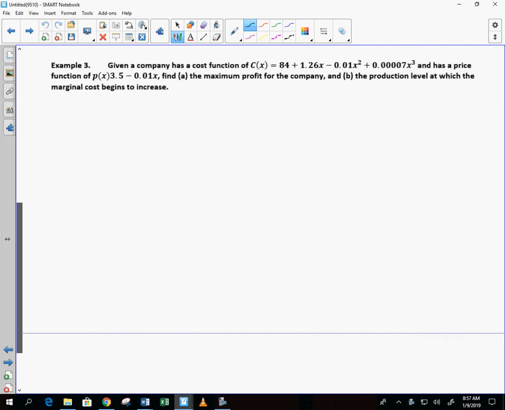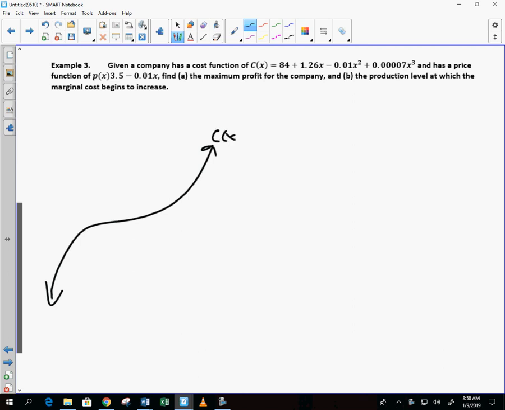To answer question B, you need to consider your cost function. The cost function may not look exactly like this, but suppose C of x looks something like that. What did we say is the marginal cost? How do we determine marginal cost from yesterday? C prime of x, the derivative.